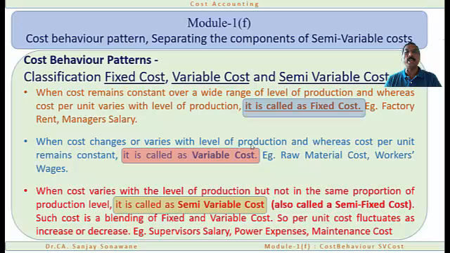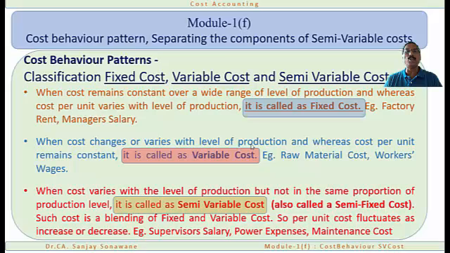Now this is called semi-variable cost. The alternative name for this is semi-fixed cost. Now let us read the last paragraph. Such cost is a blending of fixed and variable cost. Why is it behaving like this? Because it is a mixture of these two. Some components are fixed cost, some components are variable, and then the total is your semi-variable cost. So per unit cost fluctuates as it increases or decreases.